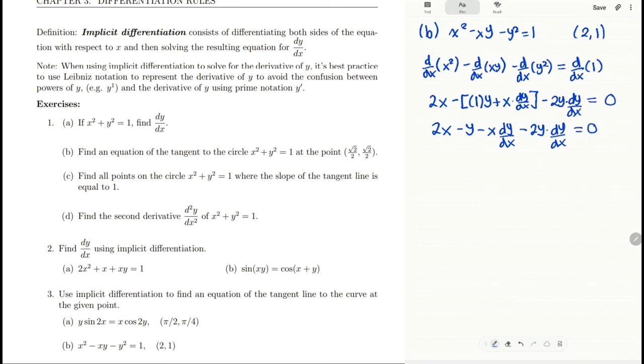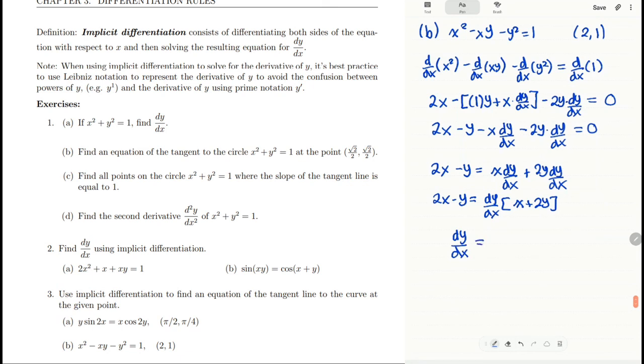So now let's move the dy over dx terms to one side. So we'll move them to the right-hand side. We have 2x minus y is equal to x times dy over dx plus 2y times dy over dx. So now we can factor out dy over dx on the right-hand side, and we are left with x plus 2y. And lastly, we can divide by x plus 2y. So the derivative is 2x minus y over x plus 2y.